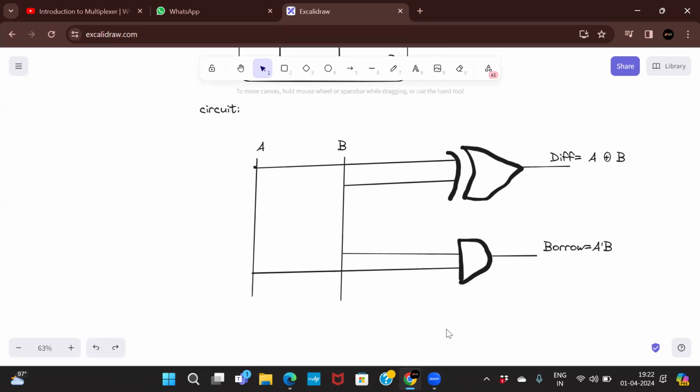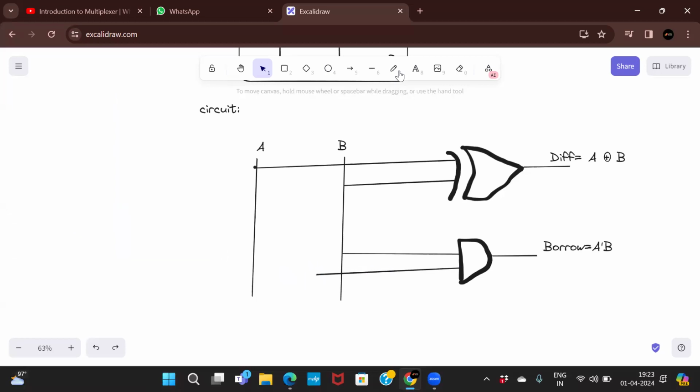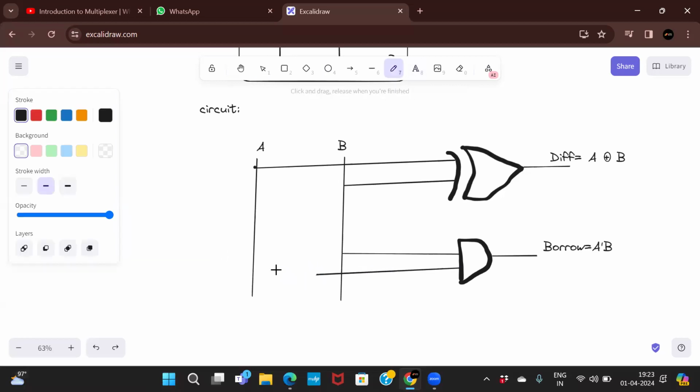Tell me, if there is a bar, then we use a not gate. The bar indicates the not gate. Yes, perfect. So for that I will use a not gate. Simple. Just add a not gate here.